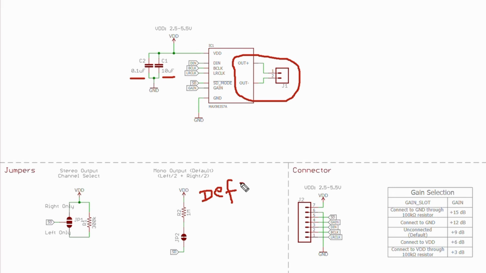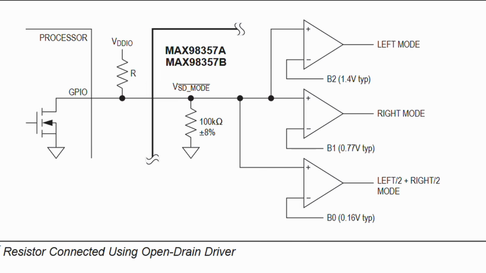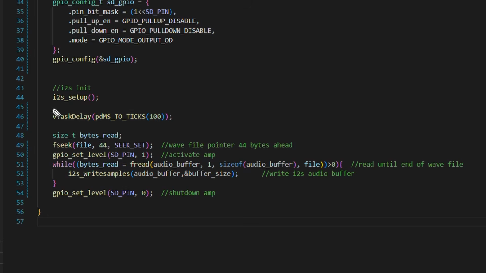Now, as discussed in the previous video, this particular board already has a 1 megaohm pull-up resistor connected to the SD pin by default. And that's exactly why we choose open drain mode on the ESP32 side. After that, we call I2S setup to initialize the I2S peripheral. Before playing the audio, we skip the initial few bytes of the wave file. These bytes correspond to the header, which contains metadata and not actual audio samples.